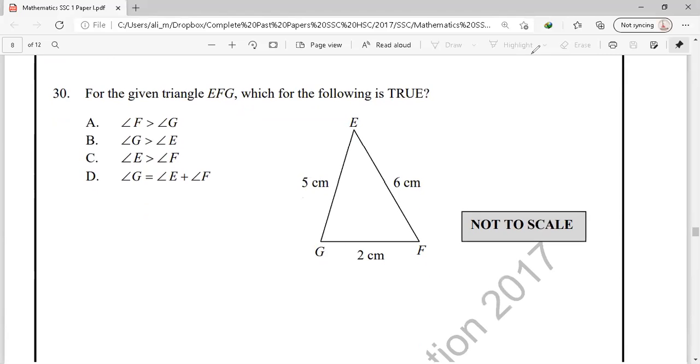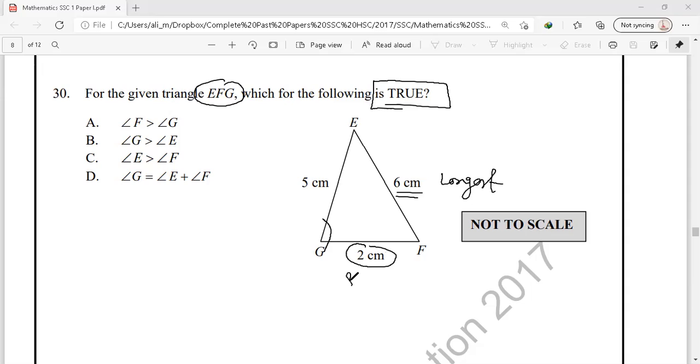Let's see question number 30. In this question, we have a triangle EFG with three sides given, and we have to identify the correct statement among these four options. So in this triangle, we have three unequal sides in which this is the longest side. It means this angle would be greatest, while this is the smallest side. This means that this angle would be the smallest angle, while this would be the greatest angle.